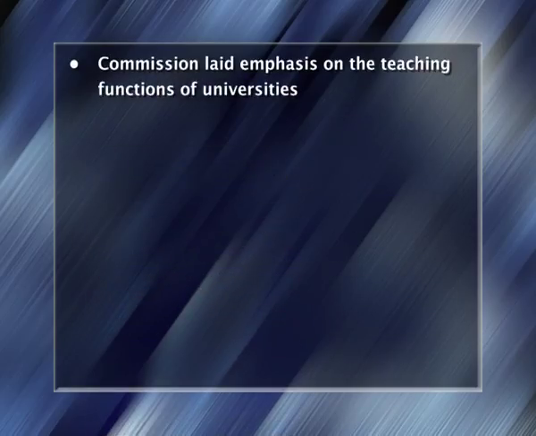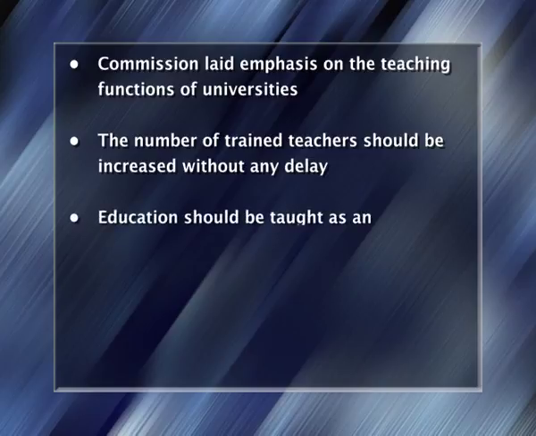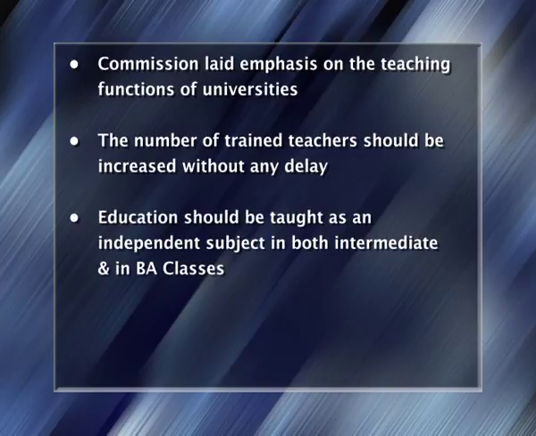Recommendations. In the opinion of the commission, the Calcutta University had assumed a huge dimension in the form of its various affiliated educational institutions. So, it remarked that it was impossible for the university to perform its task successfully. The commission therefore recommended that emphasis be laid on the teaching functions of universities. The number of trained teachers should be increased without any delay. Education should be taught as an independent subject in both intermediate and B.A. classes.